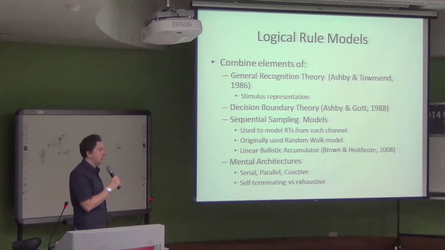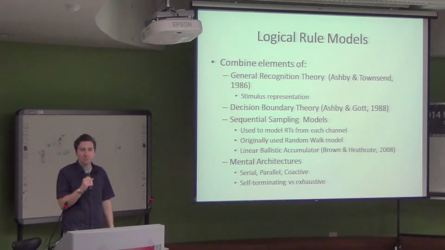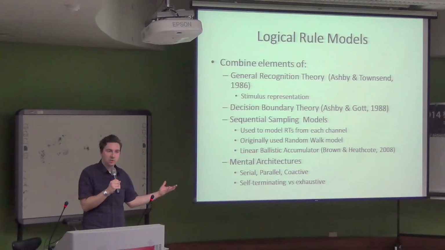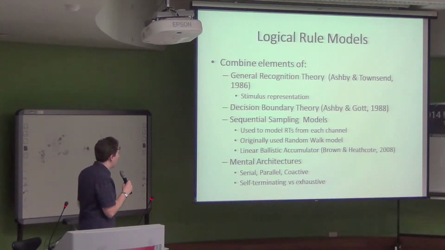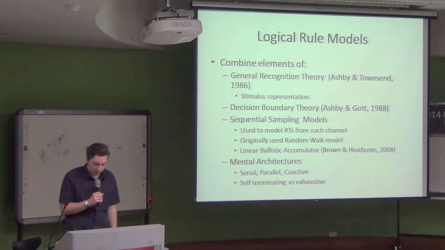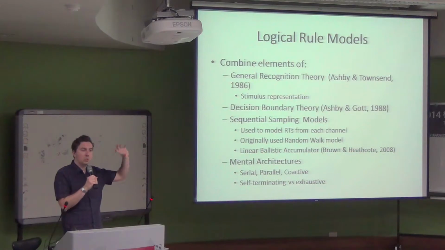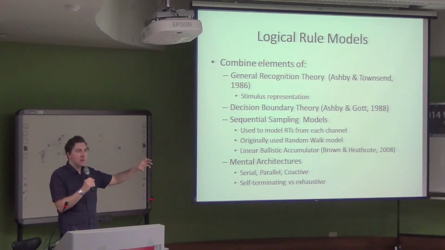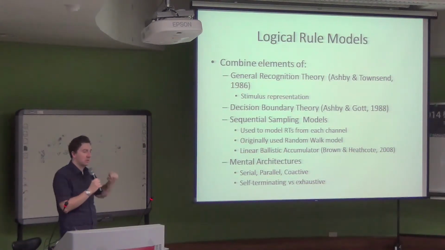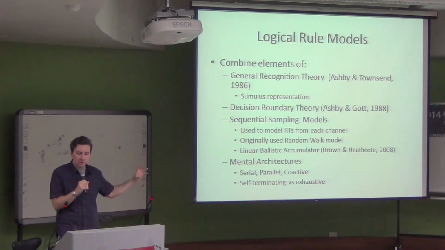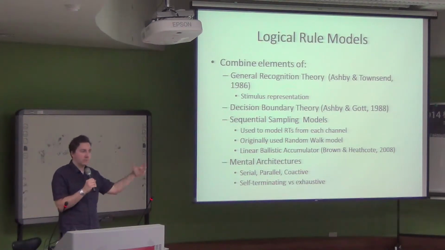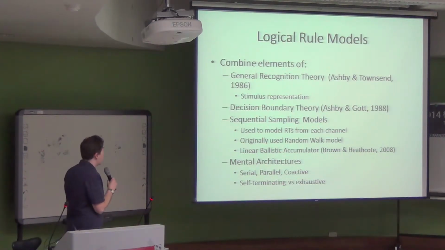The novel thing that we did in our work was take all of these sequential sampling models and put them together in different mental architectures, so combine them either serially or in parallel, or just have a single random walk, which we assumed would represent a proactive process. We used different logical rules for combining the outputs of each of these sequential sampling models to come up with the final distribution of response times.